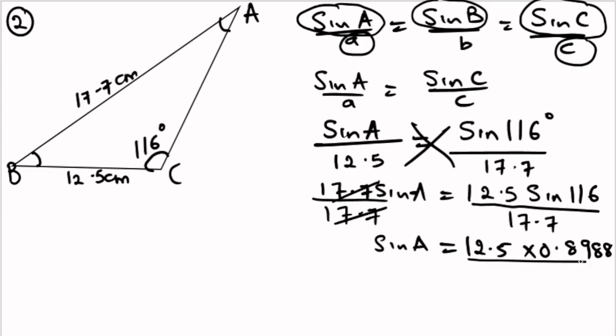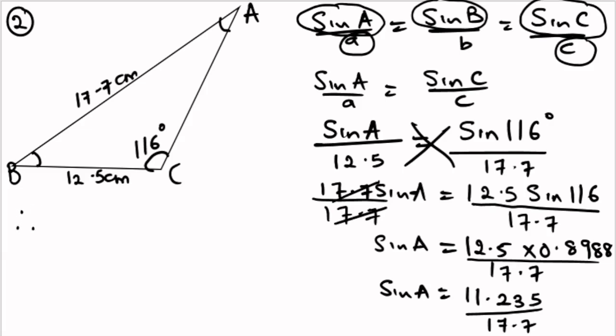17.7 cancel, cancel. Sine A is equal to 12.5 times sine 116, which gives us 0.8988, all over 17.7. Sine A is equal to 12.5 times 0.8988. We have 11.235 all over 17.7. So therefore, sine A is equal to 11.235 divided by 17.7, which is 0.6347.